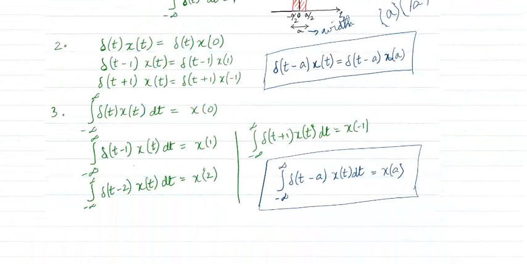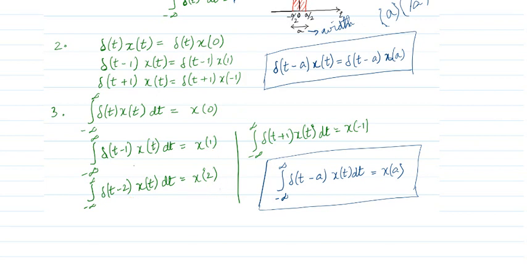Integrate delta of t and x of t, right? And as I said earlier, when the impulse is integrated, it becomes 1. So the integral of delta of t dt is 1. So x of 0. You can compare 2 and 3. Just multiplication means it will have only x of 0. That time t minus 1 means x of 1. T plus 1 means x of minus 1. Okay. So on integration, delta of t minus 1 times x of t means I have only x of 1. T minus 2 means I will get x of 2.